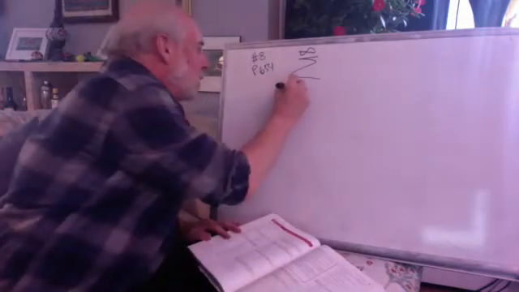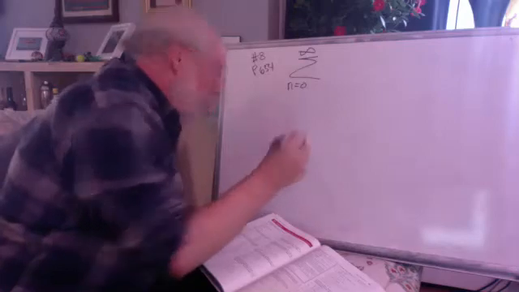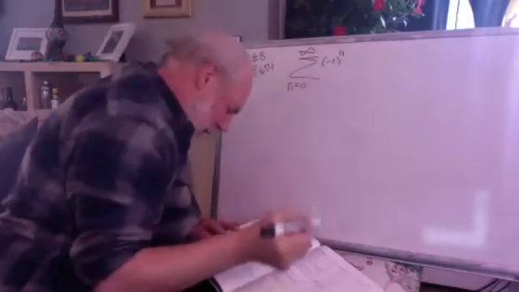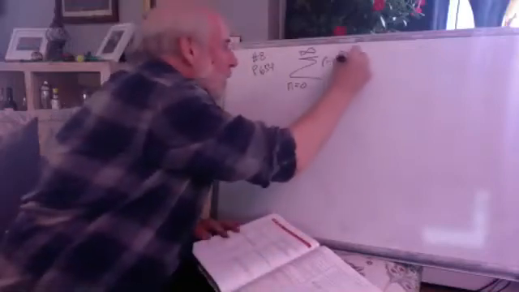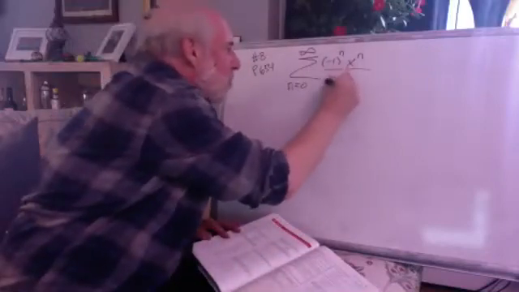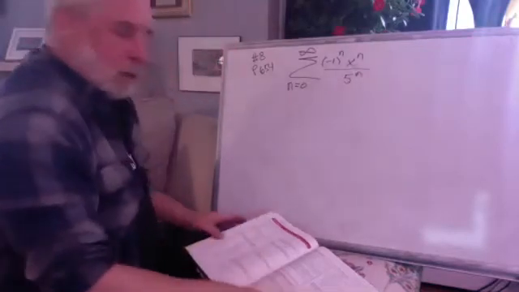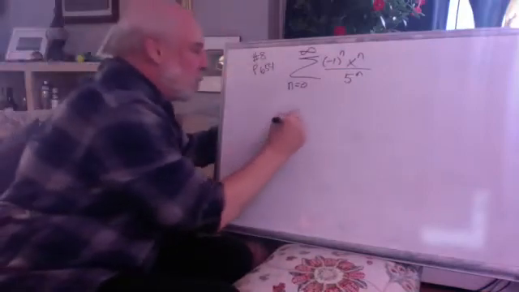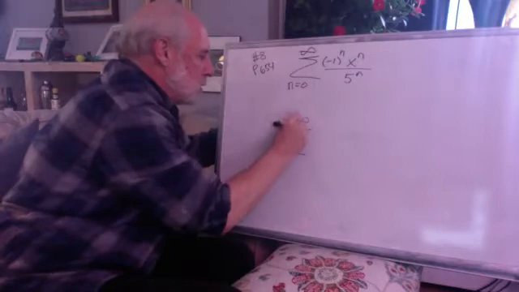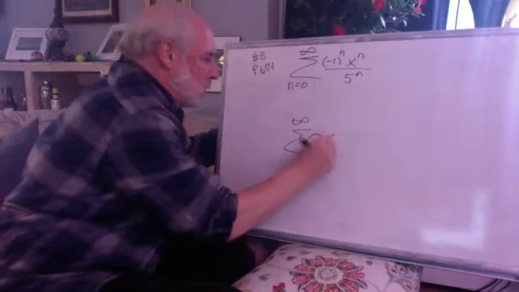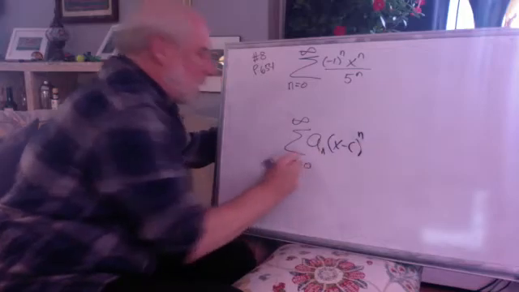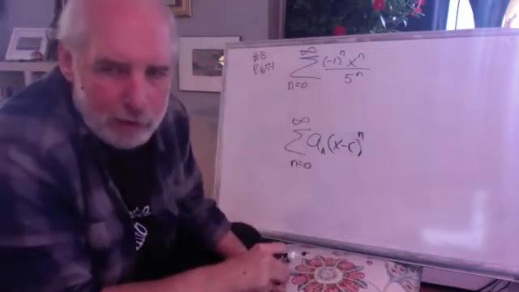So n equals 0. And we have -1 to the n. And on the top, we have x to the n. And on the bottom, we have 5 to the n. So here's our power series. Now, in this case, here's the general description. So that's the generic power series here.